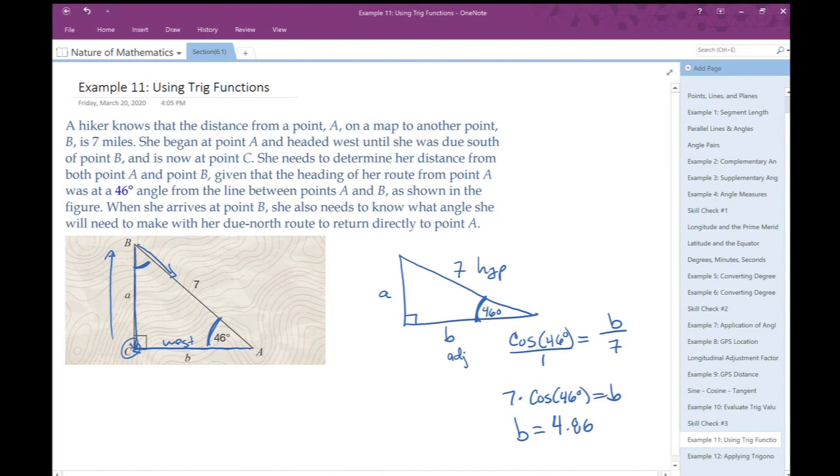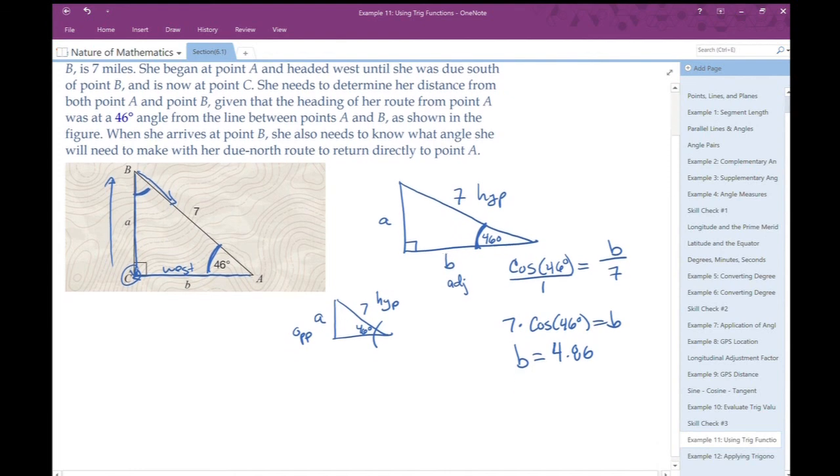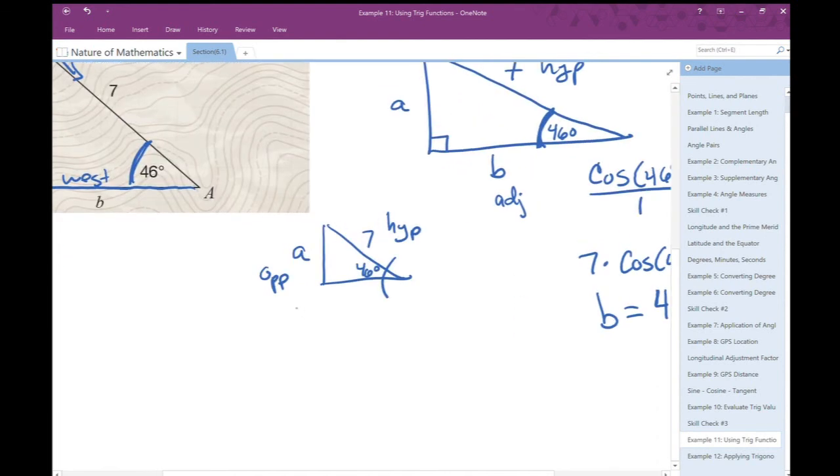We can also solve for A. So from this point of view, A is the opposite, and 7 is the hypotenuse. So opposite and hypotenuse means that we're looking at the sine function. Sine of 46 degrees is equal to opposite over hypotenuse. We set up our proportion, cross multiply. And now we can say 7 times sine of 46 degrees gives us 5.04 for A.